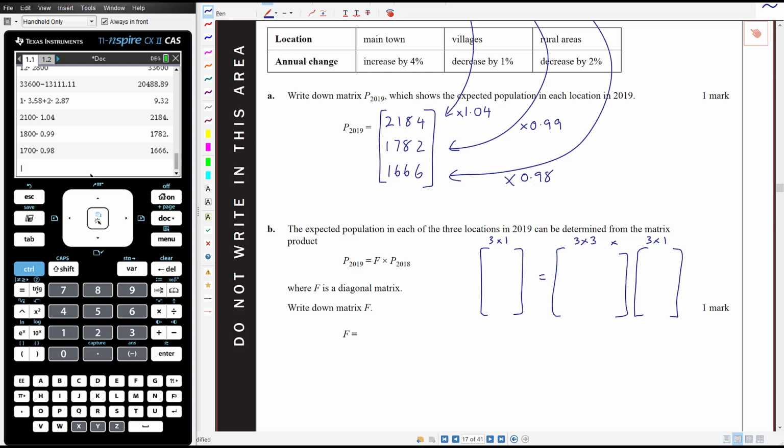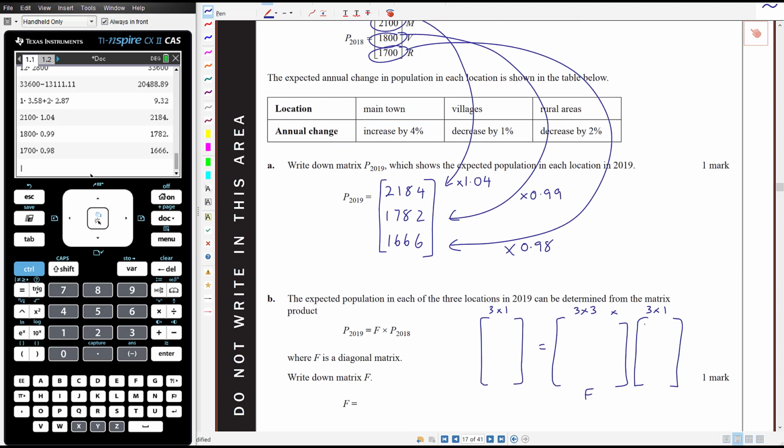So F needs to be a 3 by 3 matrix, and it needs to be such that it does, so what were our original numbers here? 2100, 1800, and 1700. It needs to multiply that number by 1.04 to give us this. It needs to multiply that number by 0.99, and it needs to multiply that number by 0.98.